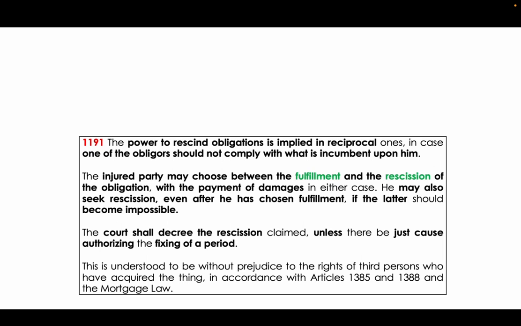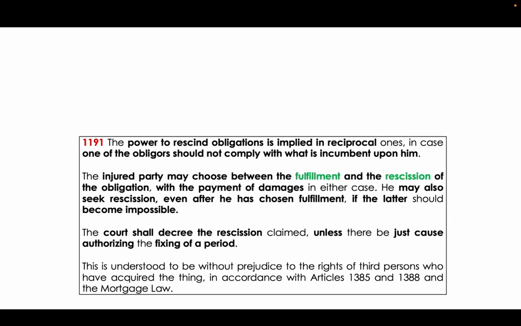Article 1191 states that the power to rescind obligations is implied in reciprocal ones, in case one of the obligors should not comply with what is incumbent upon him. The injured party may choose between the fulfillment and the rescission of the obligation, with the payment of damages in either case. He may also seek rescission even after he has chosen fulfillment if the latter should become impossible. The court shall decree the rescission claimed unless there be just cause authorizing the fixing of a period. This is understood to be without prejudice to the rights of third persons who have acquired the thing in accordance with Article 1385 and 1388 and the mortgage law.